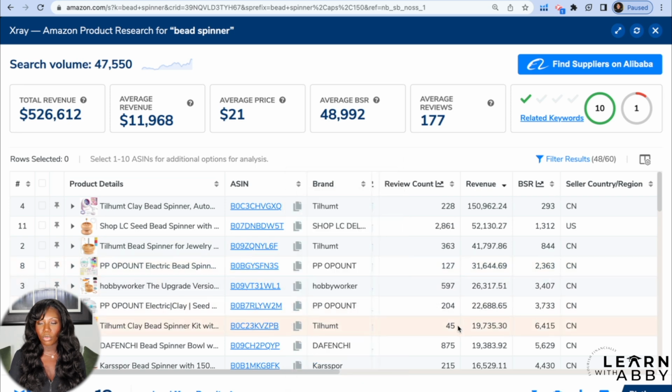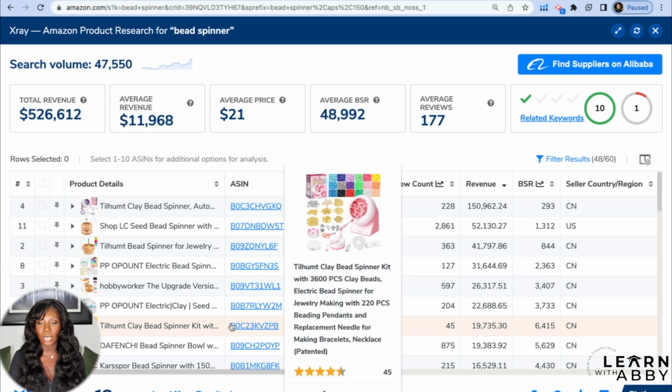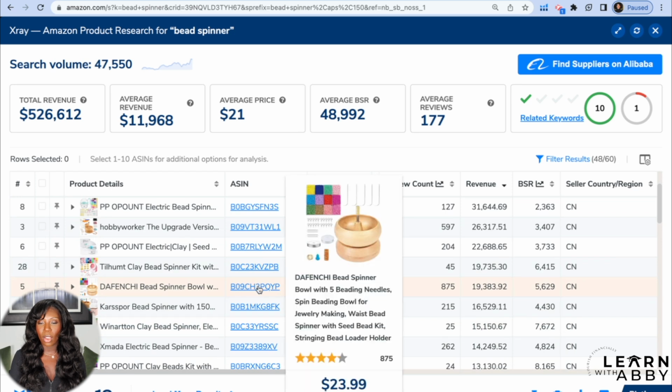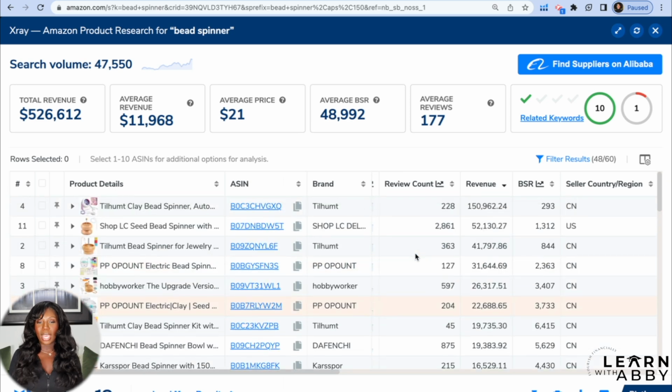This one only has 45 reviews doing almost 20K. So let's see, this is electric as well. So it looks to be that the ones that are electric are the ones that are making more money. That is something that's concerning, which is why it's always important to dig deep when you're doing your product research. And you can't just look at things at a surface level, because at surface level, this definitely passes our superficial numbers. Average reviews are low, everything else is low.